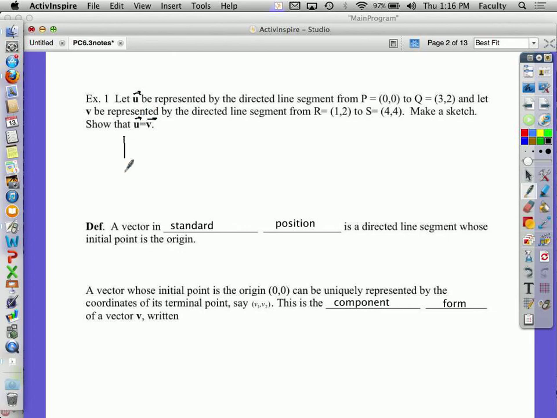Let's make a sketch. So the nice thing is you're using a coordinate grid like you use a coordinate grid. So P starts at (0, 0), and Q is (3, 2). But because the initial point is P, the terminal point, terminal meaning stop, is at Q. Notice it looks like a ray, but there really is a stopping point.